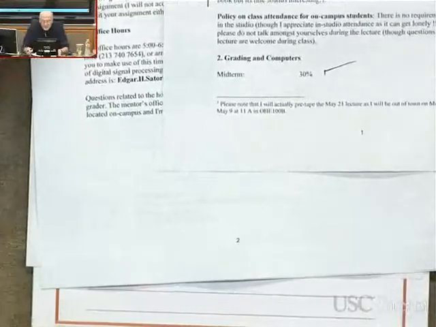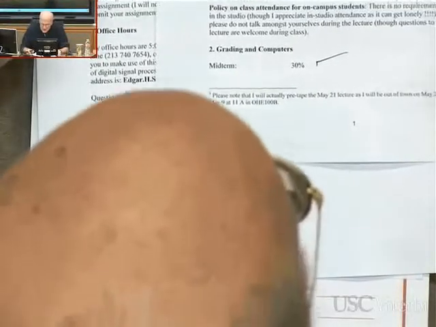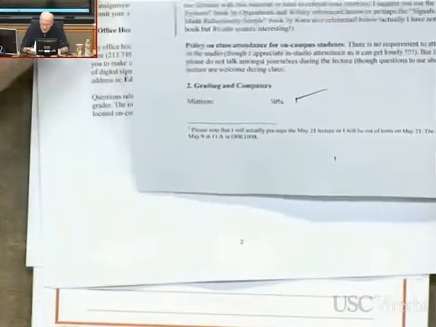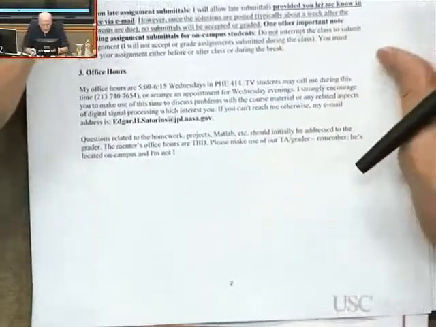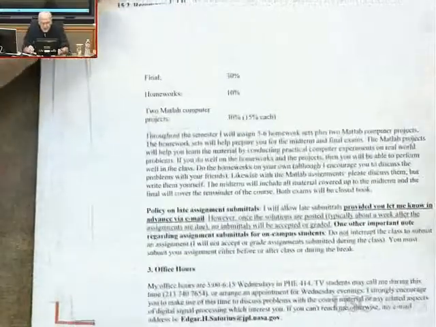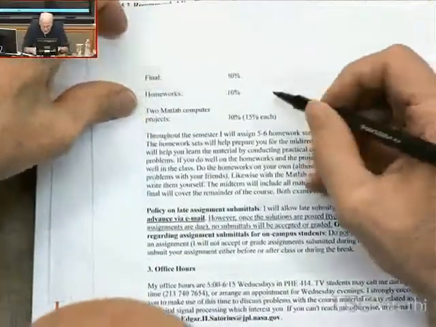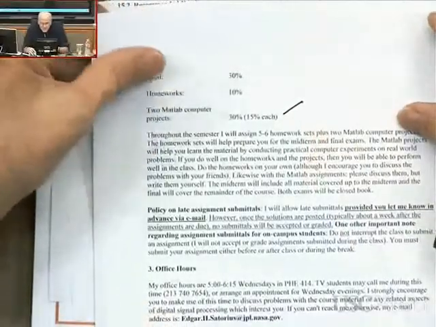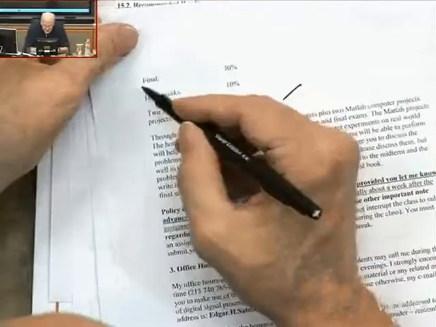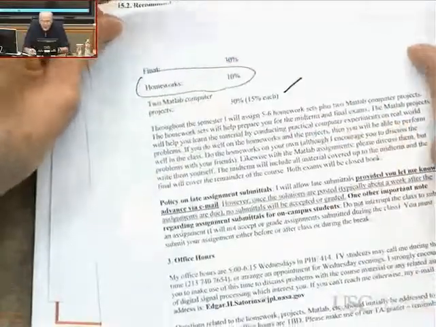One is the midterm, and they all count roughly the same, or actually 4 components. The midterm, which, as I said, is June 25th. I don't know, maybe I said June 26th? Well, anyway, it should be June 25th. So that's the midterm. The final, of course, is also 30%. And then the 2 Matlab projects are 15% each for 30%. So that's 90, that leaves 10, and the 10 is covered by the homework.